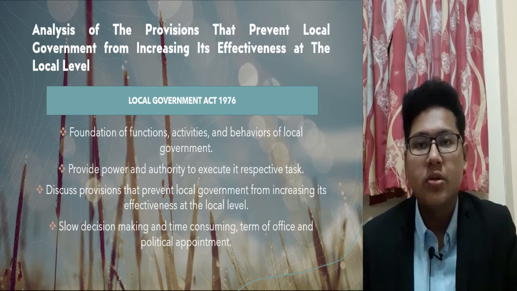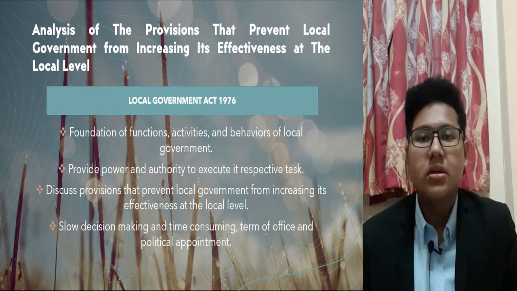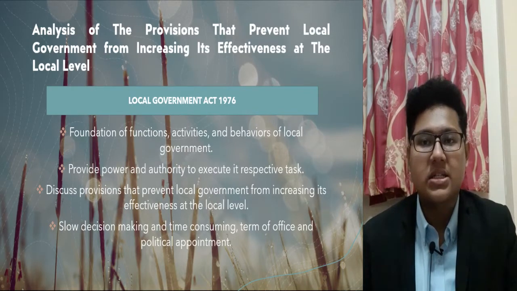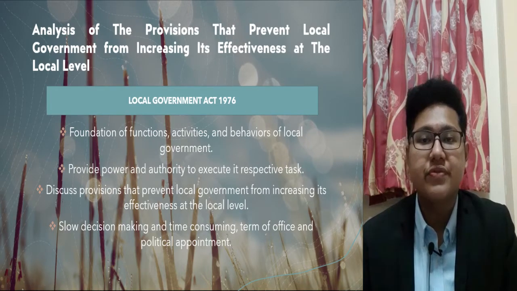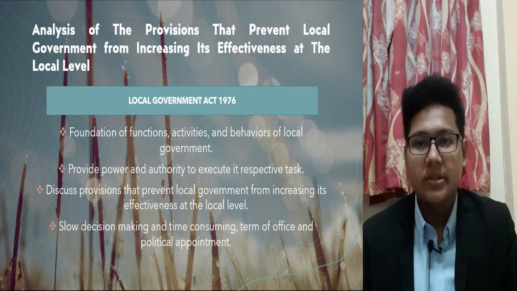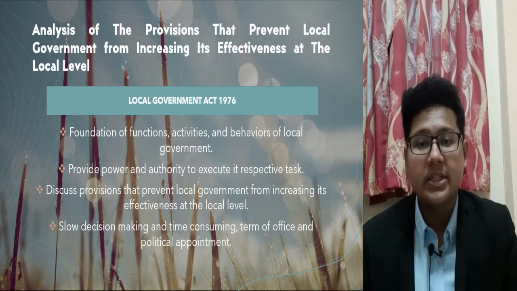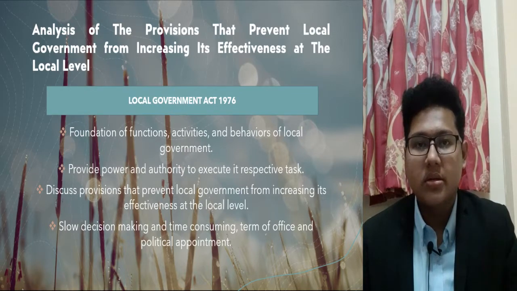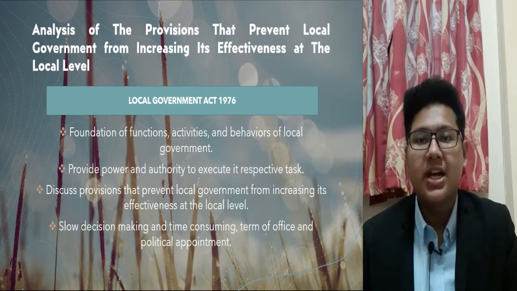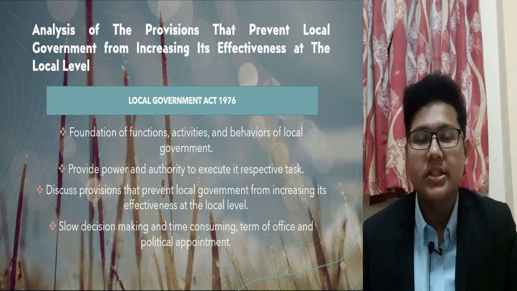As an introduction, the Local Government Act 1976 is the foundation of the functions, activities, and behavior of local government. The Local Government Act 1976 provides power and authority to execute its respective tasks. It also discusses provisions that prevent local government from increasing its effectiveness at the local level. There are three identified provisions that prevent the local government from increasing its effectiveness. For example, there are provisions that make the local government slow in decision making and time consuming, the term of office, and the last one is political appointment.